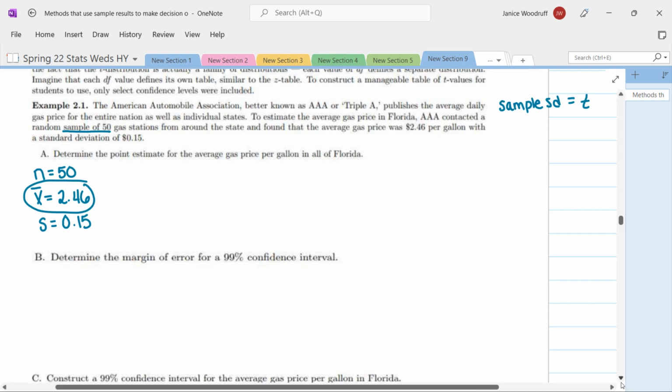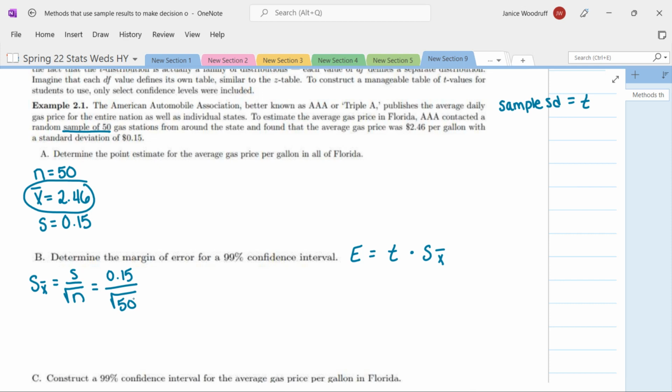Margin of error for a 99% confidence interval, margin of error is t times the standard deviation of x bar. So let's first find that standard deviation. Okay, that's given by the standard deviation of the sample divided by the square root of the sample size. Okay, so chapter 7 formula is there. That standard deviation is 15 cents. The sample size is 50. So 0.15 divided by the square root of 50 is 0.0212.